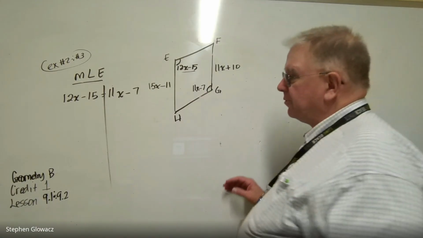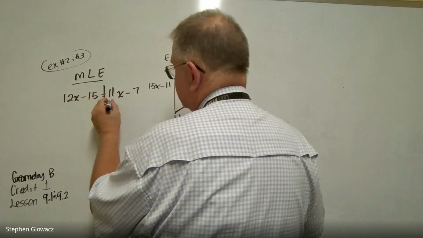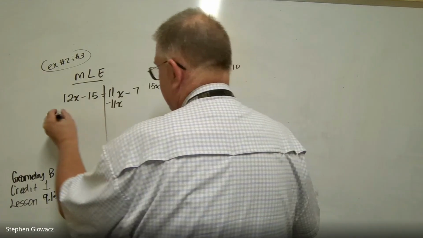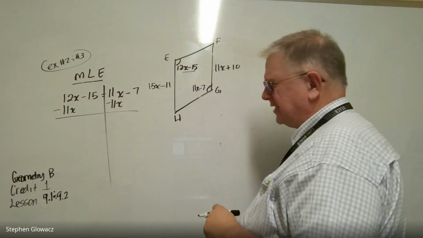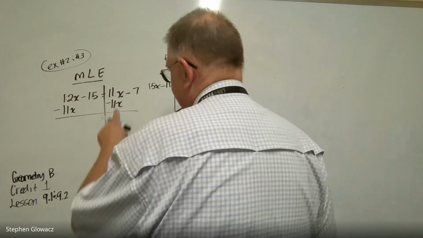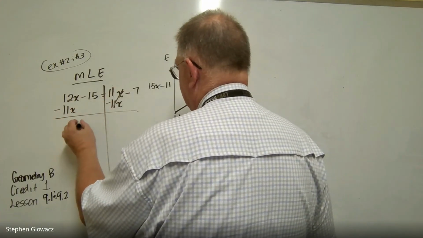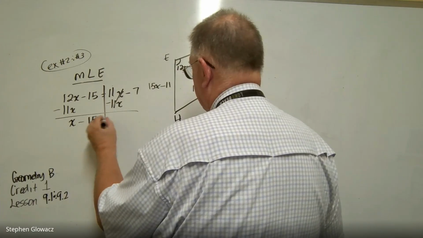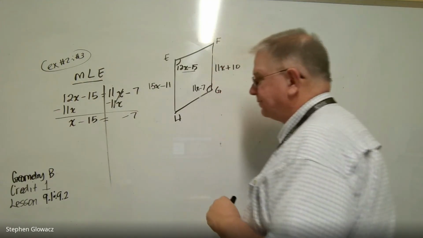All right, we have variables on both sides. So 12x and 11x. 11x is smaller, so let's subtract that from both sides. Remember, we don't want variables on both sides, so we're going to get rid of one of them. So that goes away. 12 minus 11 is 1x, or just x, minus 15 equals negative 7.